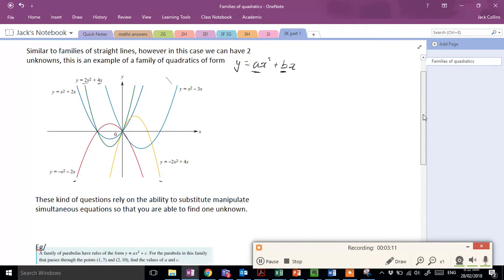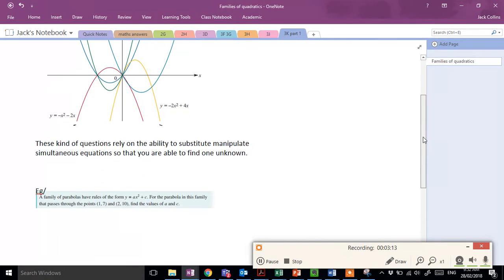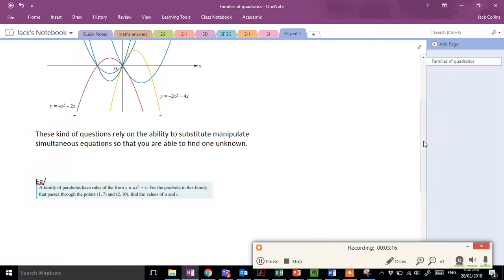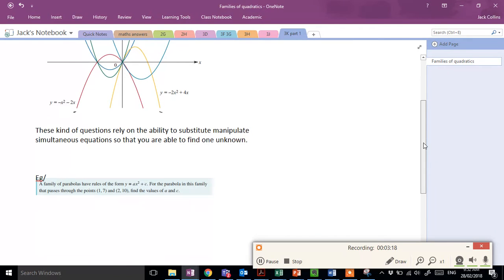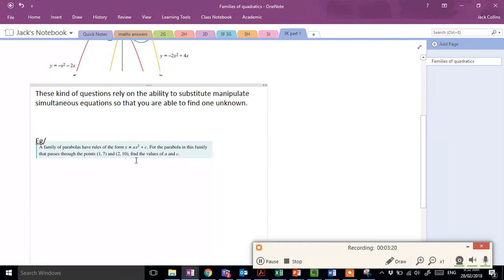Okay, so basically questions for this will rely on your ability to substitute and manipulate simultaneous equations so that you're able to find one unknown. So I'll just go through one example here, and then we'll do some more in class on Monday. So a family of parabolas have a rule of the form y equals ax squared plus c. Find the parabola in this family that passes through the points (1, 7) and (2, 10) to find the values of a and c. So this is going to create a simultaneous equation where you sub in the points.